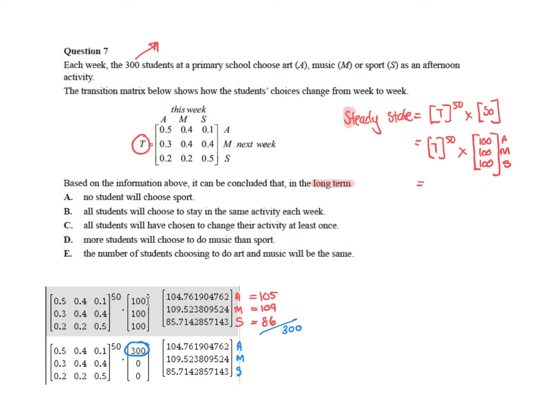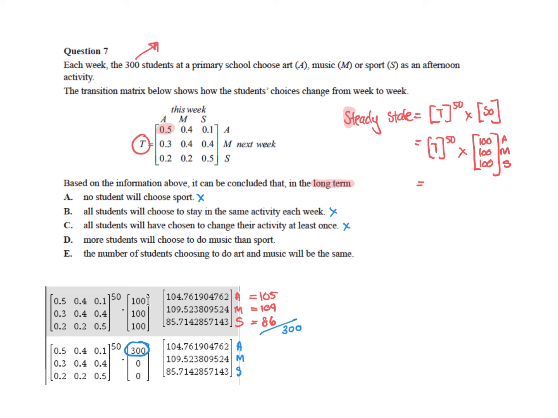No student will choose sport in the long term. That's wrong. We've got 86. So that's not right. All students will choose to stay in the same activity each week. That's not right. We know they're changing. If that was to happen, you'd see a 1 in the transition, meaning 100% of them who picked one thing go to the same thing. All students will have chosen to change their activity at least once. Now that's not true either, because you might be, say for example up here, this 50% of this week, 50% of next week, of those people will do art next week, but it could be a different kid that then chooses the following week.